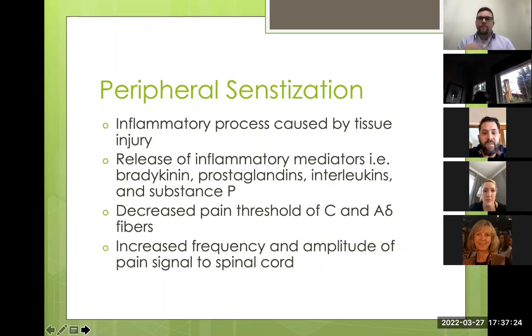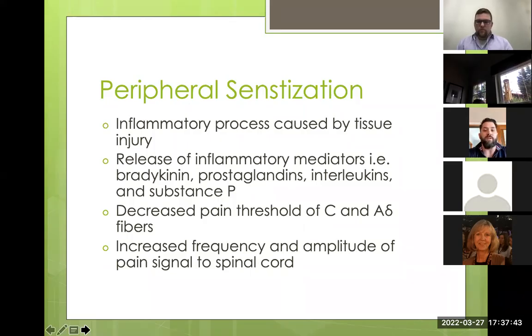Next. So with peripheral sensitization, it's an inflammatory process caused by tissue injury. Kind of went over this. You're having your inflammatory mediators release, decreased pain threshold of the C and A delta fibers, and increased frequency and amplitude of pain signal to the spinal cord.